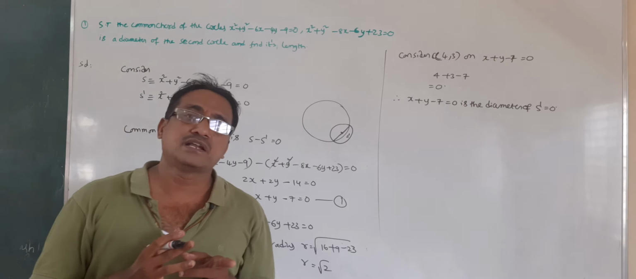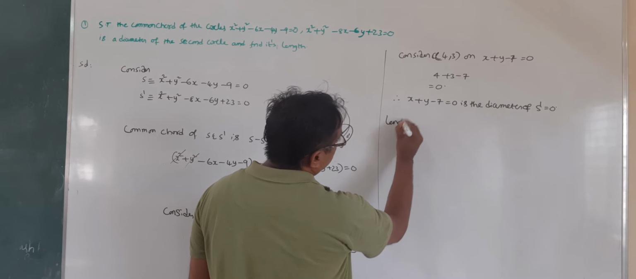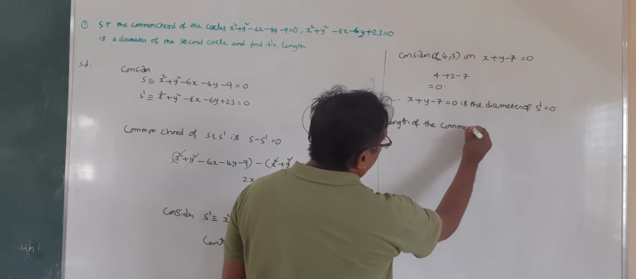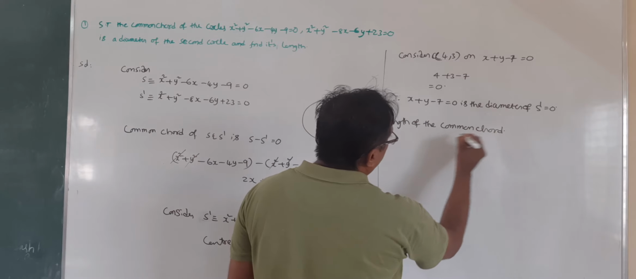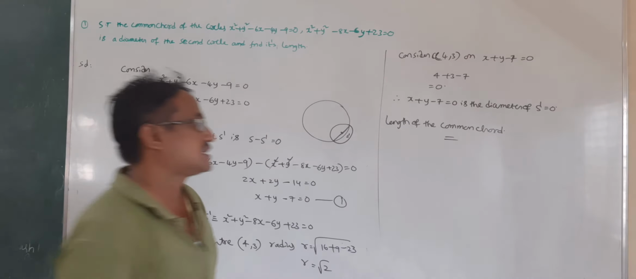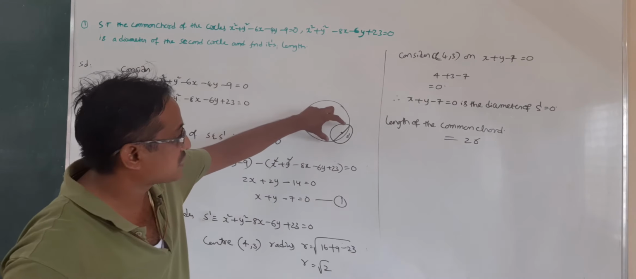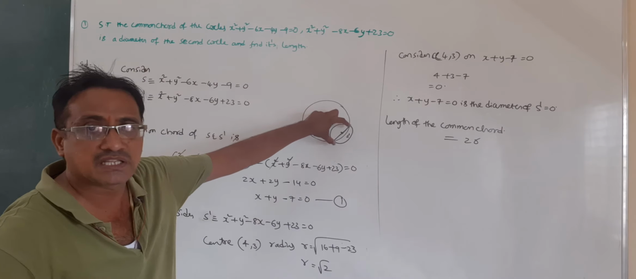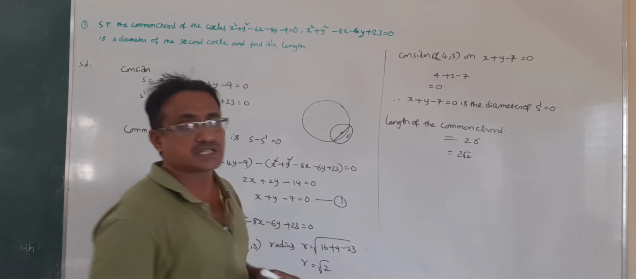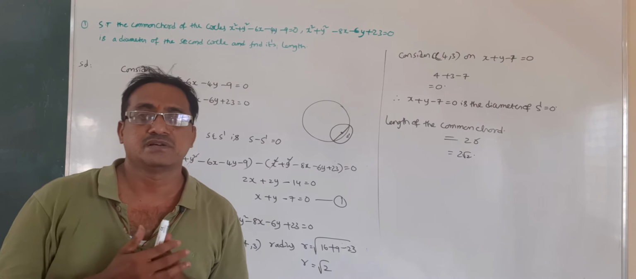Now you have to find the length of that common chord. Here the common chord is nothing but the diameter of the second circle. So the length of the common chord is equal to 2r. Since the length of the common chord is nothing but the length of the diameter, it will be 2 root 2. That is the required answer. Very important concept for even MCET exams.